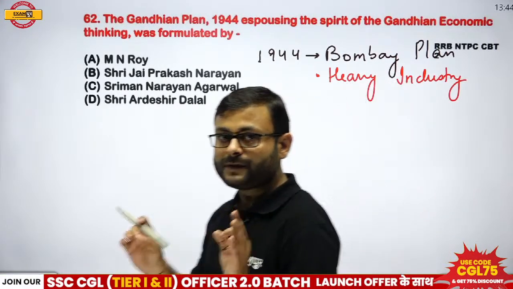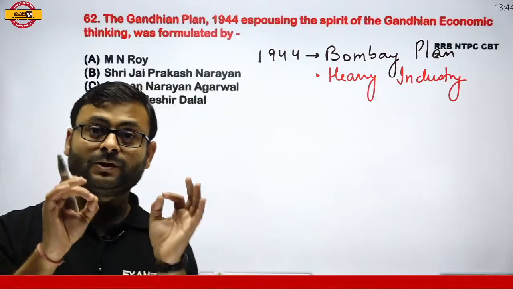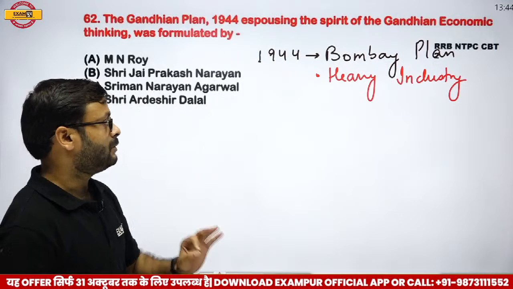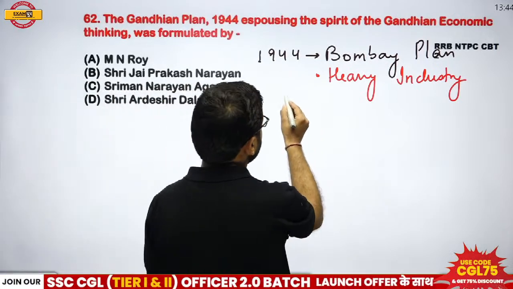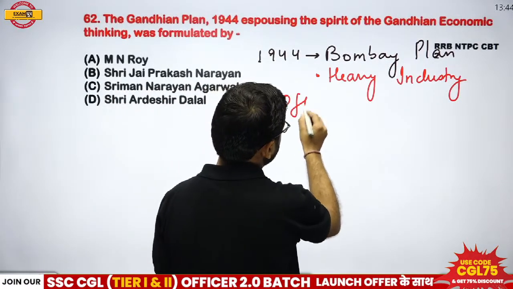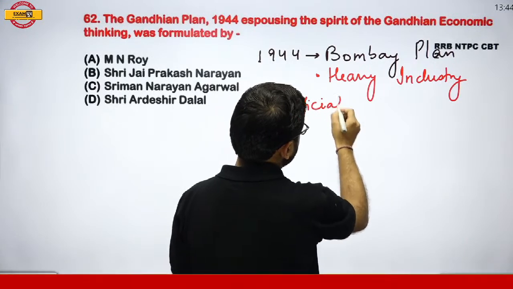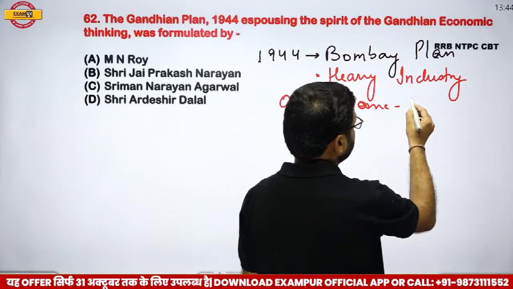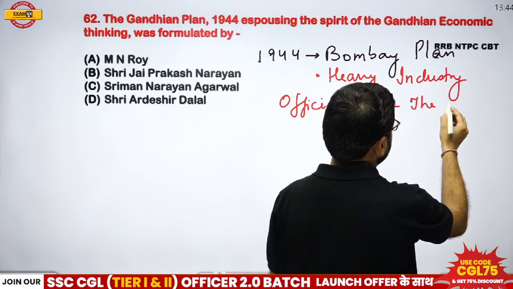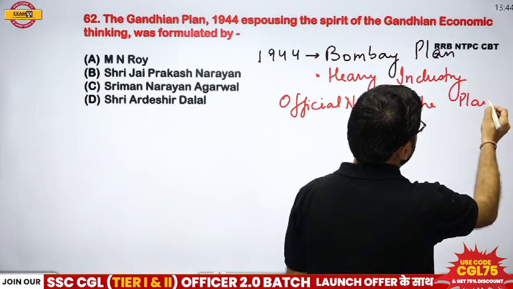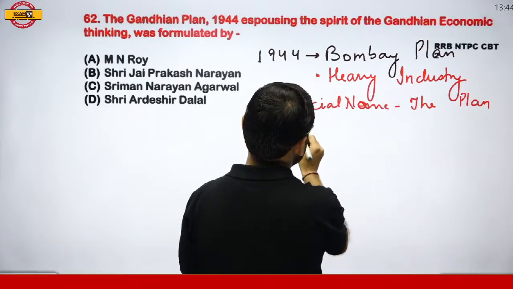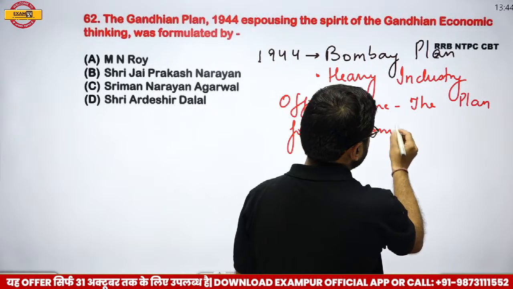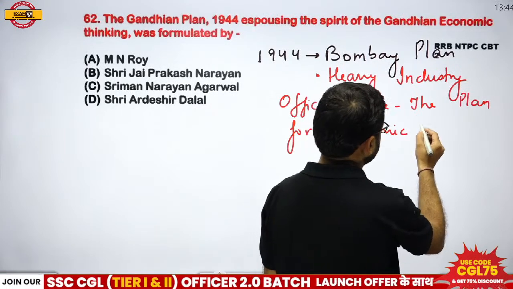And what was the official name of this plan? This question was asked in the RRB NTPC CBT2 exam. The official name of this plan was the Plan for Economic Development of India.